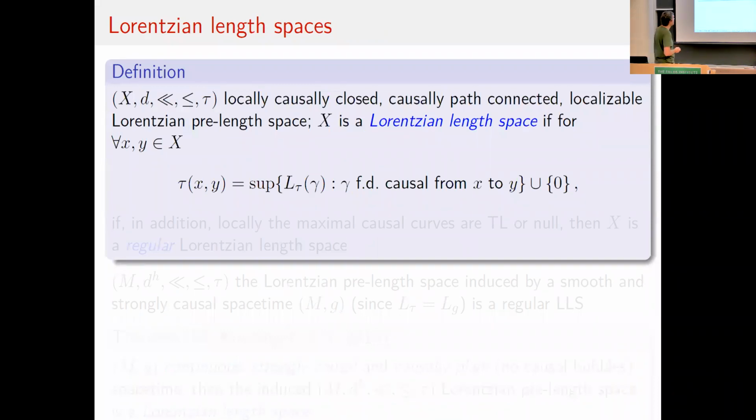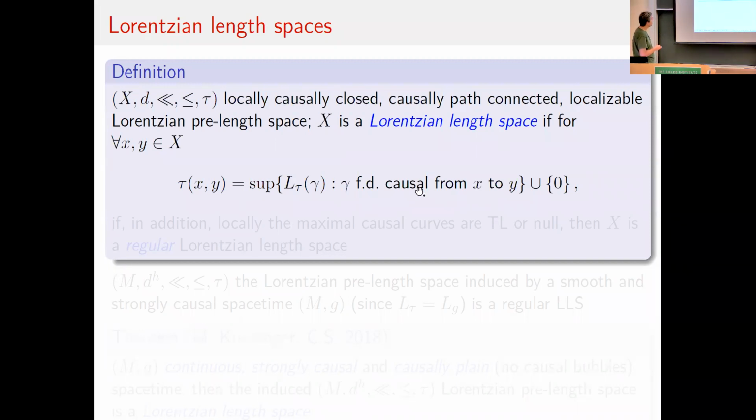Okay, so then a Lorentzian length space is, apart from some technicalities, for example, that locally this causal relation is closed, not necessarily the closure of less, but this is closed, that you have enough causal curves, and that it's localizable, meaning that you have nice enough neighborhoods where the causality is nicer and you have existence of local geodesics. Then it's called a Lorentzian length space if tau is intrinsic, in the sense that the tau you started off with is actually given as the supremum of the tau lengths of all future directed causal curves from X to Y, or 0 if there are none.